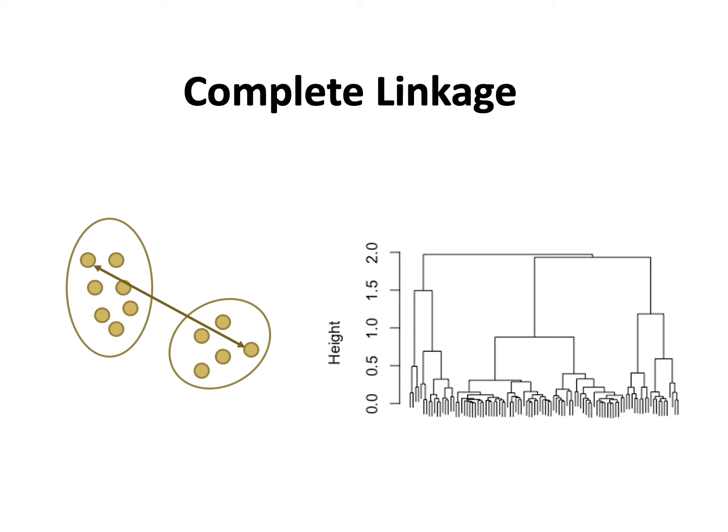The second approach is complete linkage. This is known as farthest neighbor. So it takes the points that are the farthest apart and uses that as the distance. The bias of this approach is that it tends to find compact clusters, and the method is susceptible to outliers since it's focusing on combining farthest points.